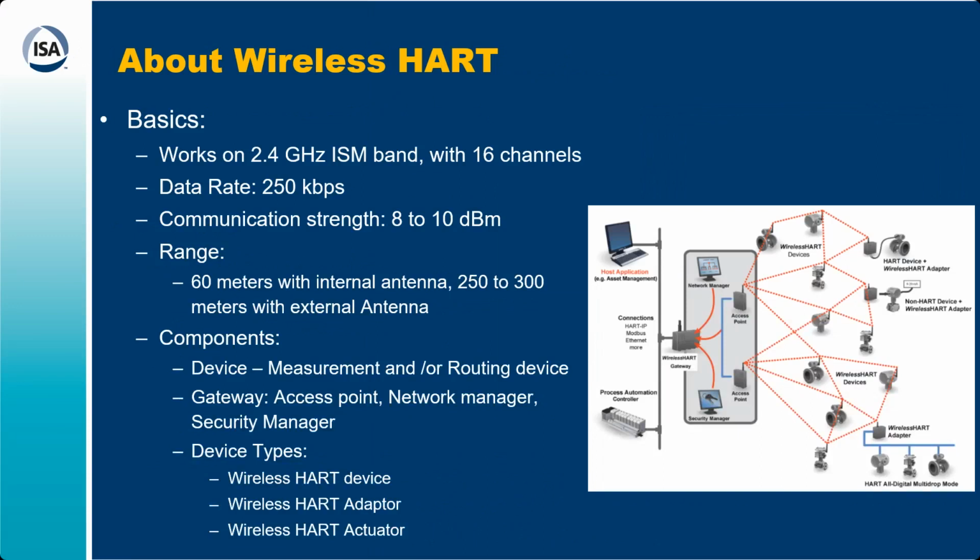We'll talk a little about wireless HART. Wireless HART basically works on 2.4 gigahertz technology. It's an ISM band, and it has 16 channels. It can give you a strength of 8 to 10 dBm around. It works up to 60 meters with an internal antenna and 250 to 300 meters with an external antenna. So somehow you can connect it to the gateways using the access point and network manager, all those parts of the wireless HART network, and you can get the data on Ethernet, either on HART IP or Modbus IP using the HART gateways.